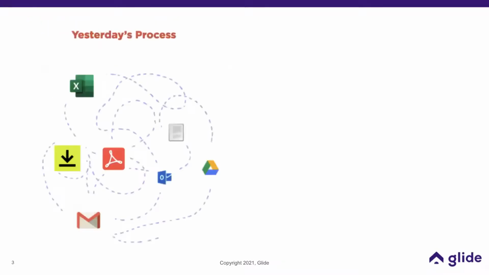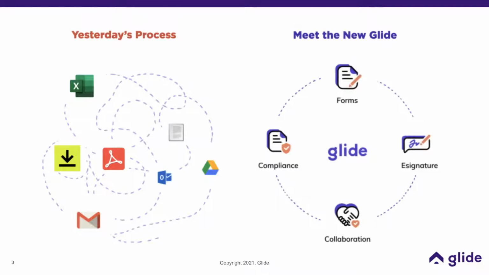Let's go ahead and jump in with our introduction and just show you that the industry's old process of using those multiple forms of communication and those different applications to complete your daily tasks can be confusing. It can be slow, and it leaves a lot of room for errors. Now with Glide, you can manage multiple parts of that transaction process all from one single platform. And we focus on collaboration, on compliance and forms, and we've even created our own e-signature tool.